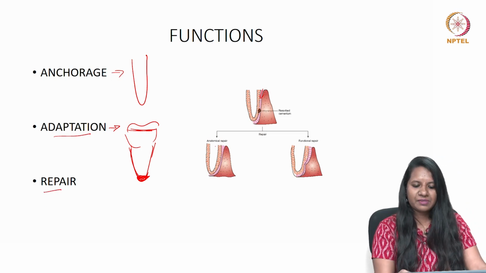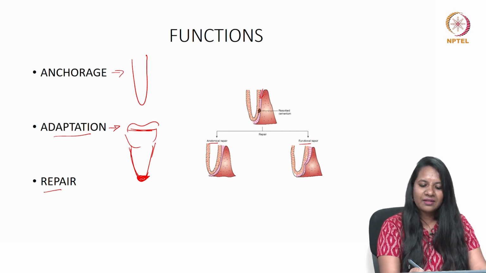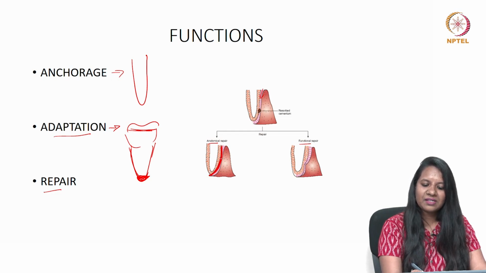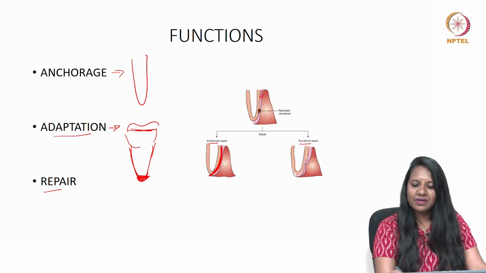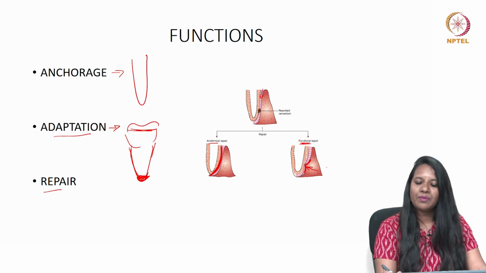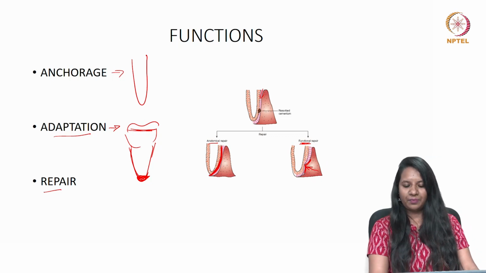Repair is of two types. One is anatomic repair, the other one is functional repair. When the cementoblast can form cementum which maintains its previous length and width, then it is known as anatomical repair. And functional repair, when there is a bay-like recess and the bony projection will start from the periodontal space to compensate that, then it is known as functional repair.